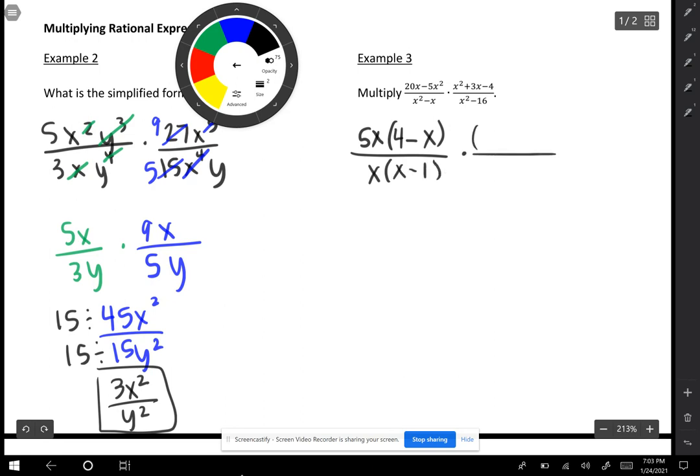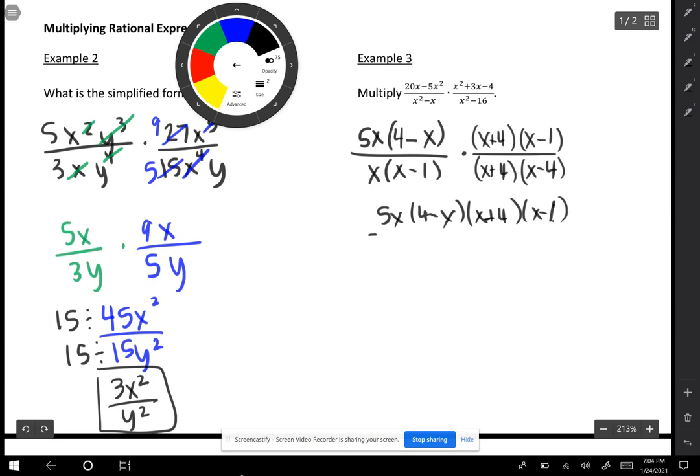For the next fraction, on top, I can use two sets of parentheses. It would be x plus 4 times x minus 1. And on the bottom, I get x plus 4 times x minus 4. Okay, so now I can multiply all these together if I want. 5x times 4 minus x times x plus 4 times x minus 1 all over x times x minus 1 times x plus 4 times x minus 4.